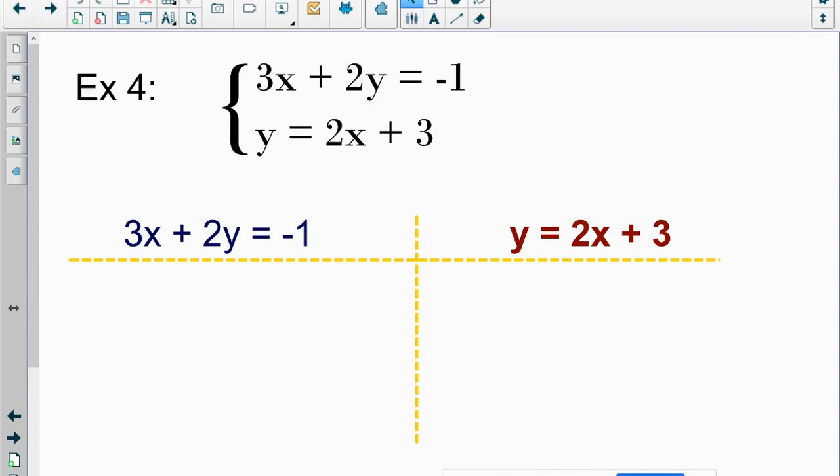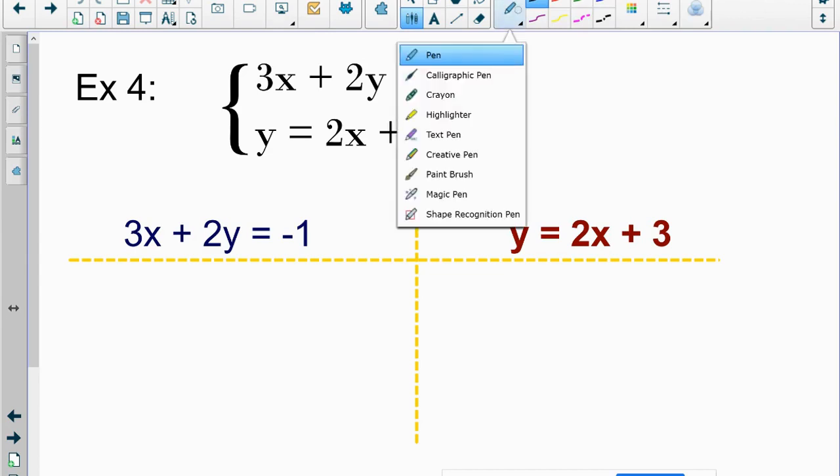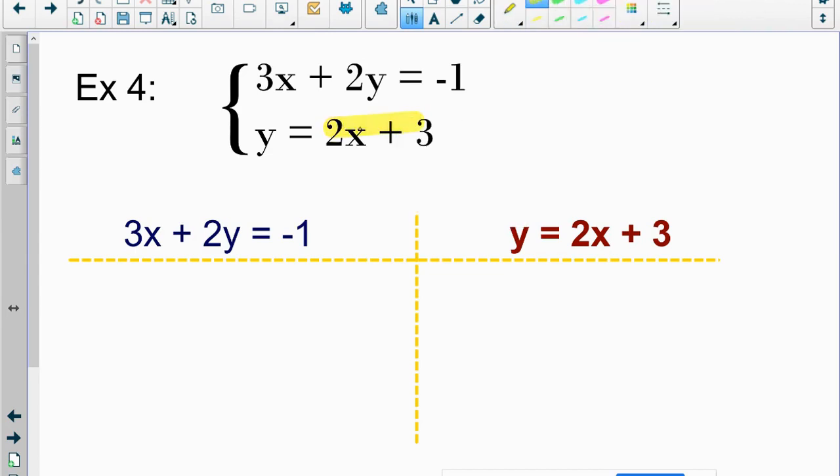All right, one final example here, example number 4. We have this time 3x plus 2y equals -1, and y is equal to 2x plus 3. So I took my two equations, wrote them side by side like the other examples, and I see here that I have one equation that is solved for one of my variables. That happens to be the second equation, which is solved for y. So I know that this 2x plus 3 is the exact same thing as y.